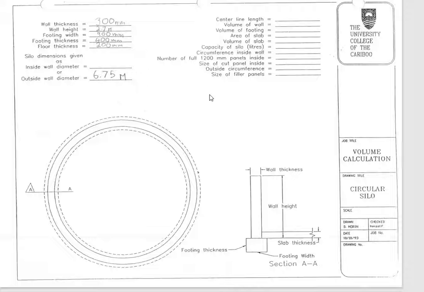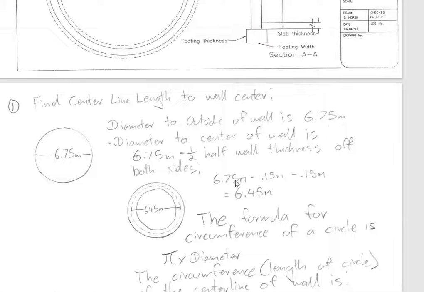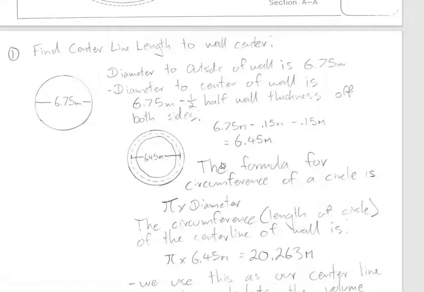We have to begin with a center line length of the wall. So we're going to take our diameter of our outside of wall to outside of wall dimension, and we're going to subtract half of the thickness of the wall off of each side, and that'll take us to the center of the circle here. And if we look here, I've done the math for you. There's your outside of wall dimension, and then here's the formula.